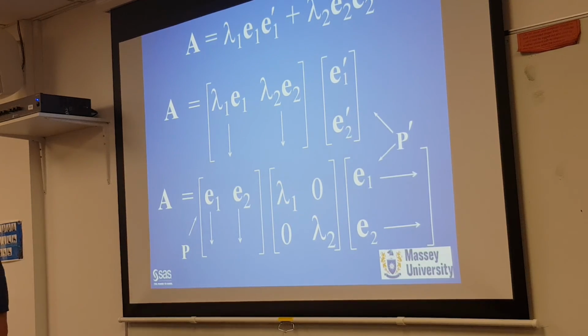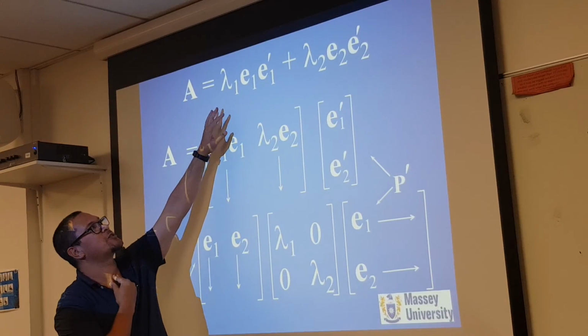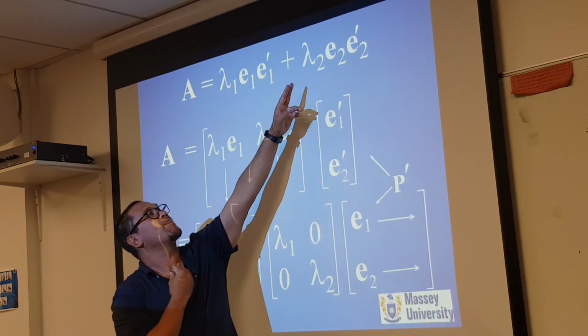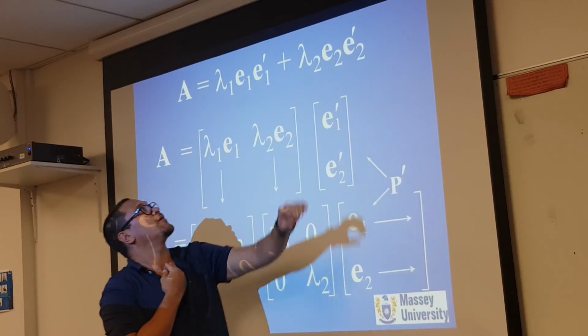So this is how it decomposes, basically. We've got our matrix A. Remember, we're trying to decompose it. Basically, we're splitting it into our eigenvalues and then our eigenvectors.